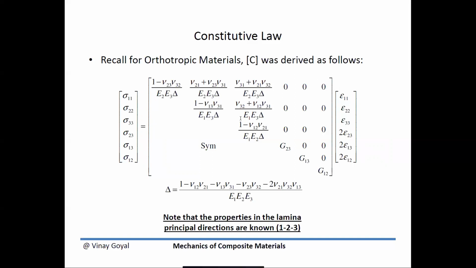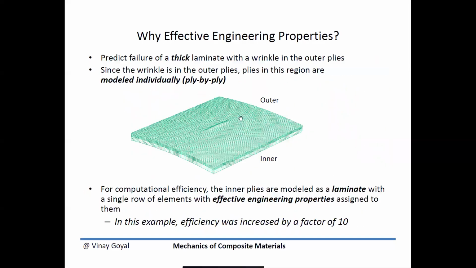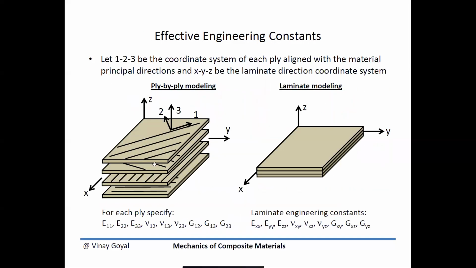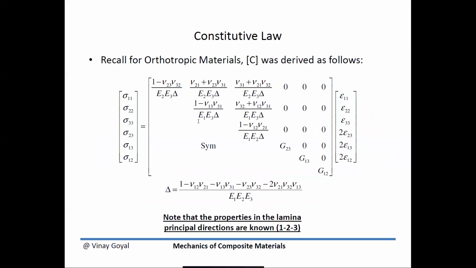So in other words, if I know E11, E22, E33, Nu12, Nu13, Nu23, and G12, G13, and G23 in the lamina coordinate system, where 1, 2, and 3 are defined as such, where 1 is aligned with the fiber, then this constitutive relationship shown here applies.